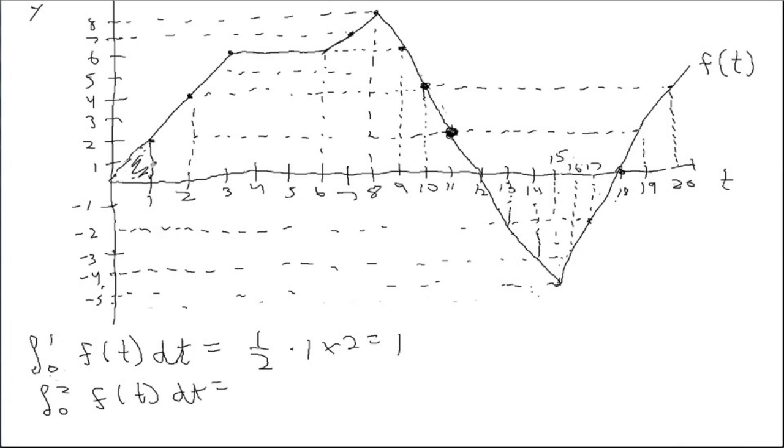Let's try this problem. The definite integral of f of t between 2 and 0 is 4. So the first thing you'd want to do is mark the area on your graph. You want to use an eraser so you can erase that. And then what was your answer? 4. 1/2 times 2 times 4. Looks good.